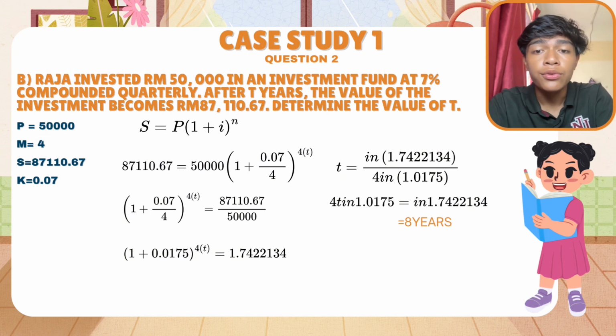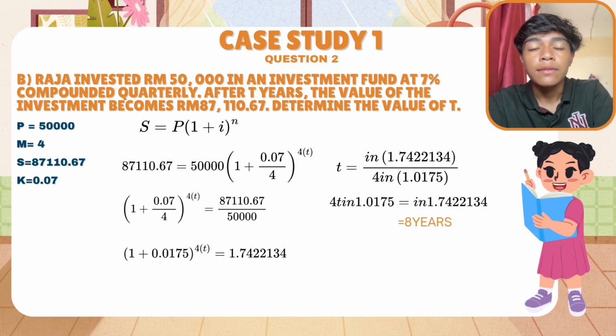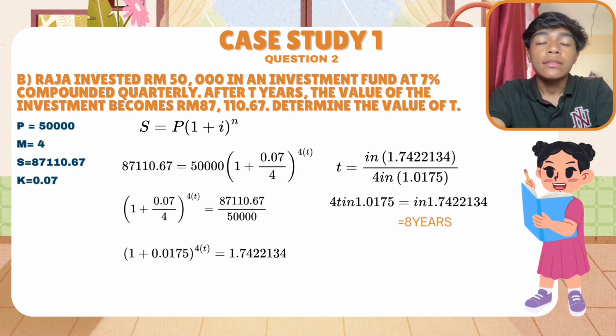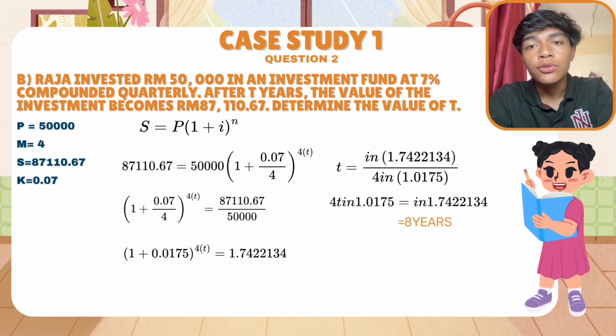Step 4, we need to divide both sides by 50,000. Step 5, we have to apply logarithms to solve for t. Step 6, which is the final calculation using our calculator. The answer is t equal to 8 years. So in conclusion, Raja's investment grew from RM 50,000 to RM 87,110.67 in 8 years at 7% compounded quarterly. That's all from me, and let's move on to the annuity content.